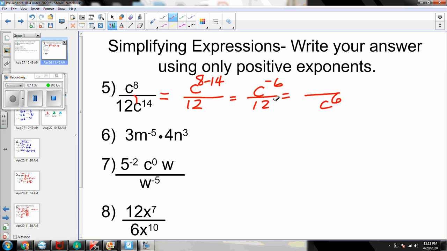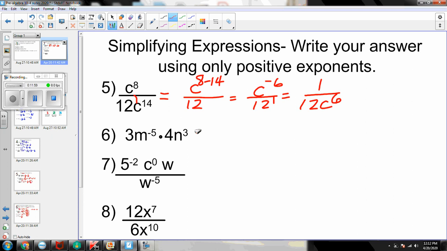Remember, 12 is still going to stay in the denominator because it's really a 12 to the positive 1. If the exponent's positive, it does not move to the other part of the fraction. It stays where it is. So I do not have anything left in the numerator. It's the same as having a 1. It's the same as 1 over 12 times c to the 6.